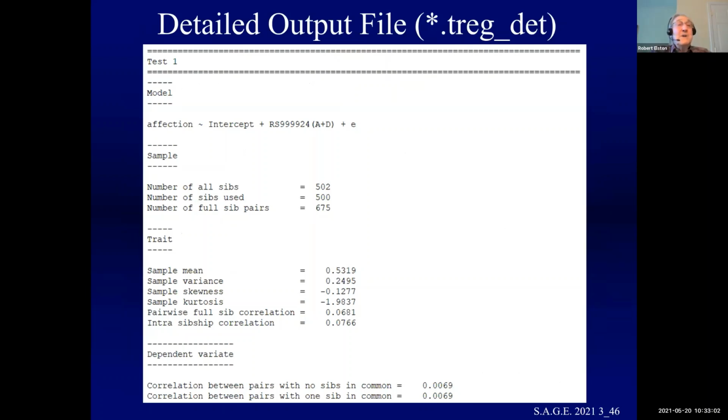And now in the next bit, we see that we have 502 sibs. The number of sibs used is 500, but the number of full sib pairs is 675. Well, how can that be? Well, that's because you've got some sib-ships of size greater than 2. Remember, if you have 3 sibs, you have 3 sib pairs. If you have 4 sibs, you have 4 times 3 over 2, 6 sib pairs, and so on. So you've got some larger sib-ships here.